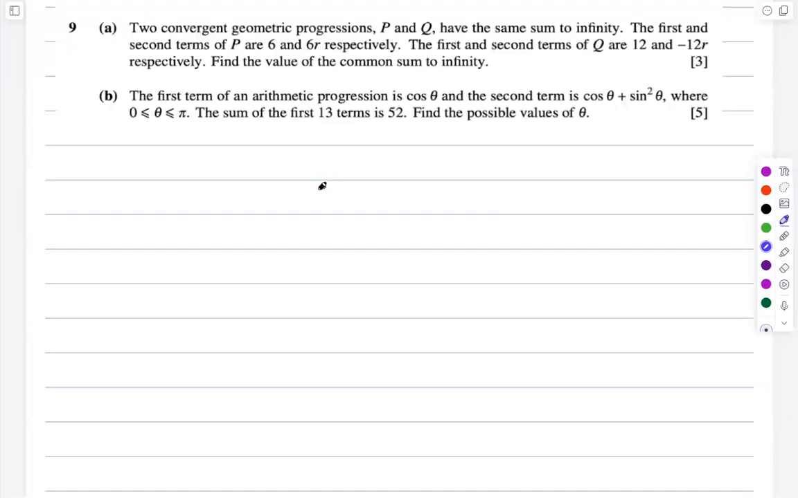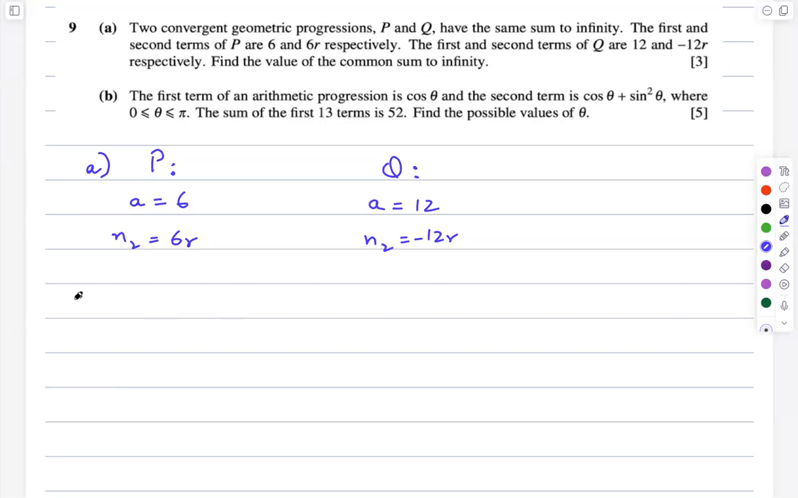In question 9a, we have two convergent geometric progressions, P and Q, that have the same sum to infinity. The first and second terms of P are 6 and 6R. So for P, the first term is 6 and the second term is 6R. The first and second terms of Q are, so the first term is 12 and the second term is minus 12R. We have to find the value of the common sum to infinity.